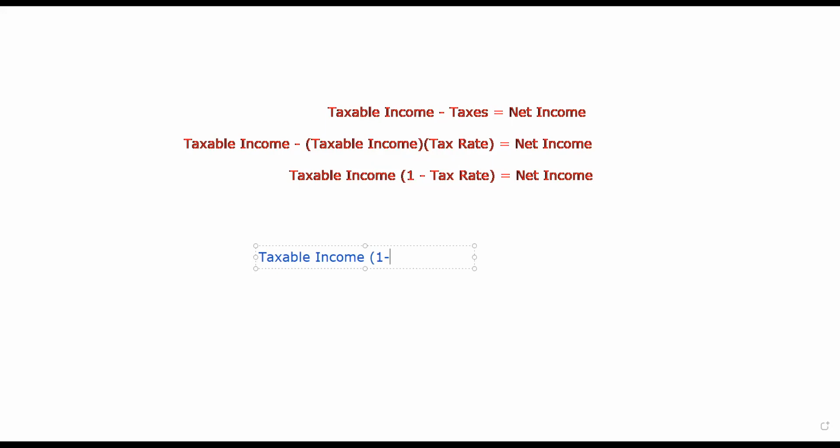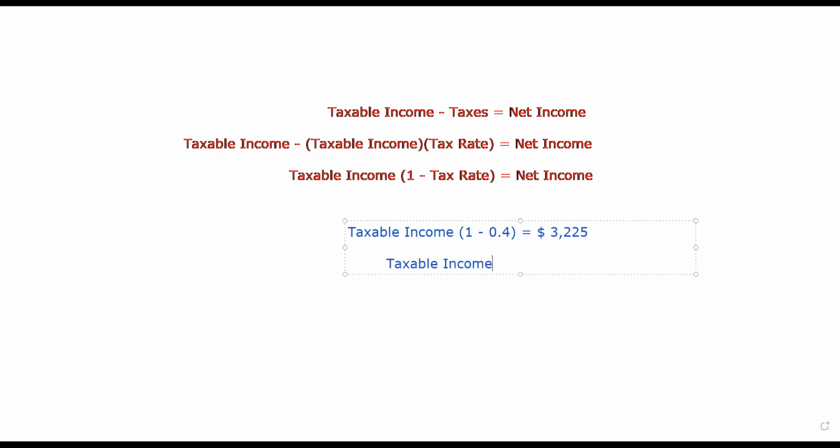But how much is my tax rate? 0.4. How much is my net income? 3,225. Awesome. So do you realize that I can do some calculations here already? Because I can move things around to calculate my taxable income. So I can use 3,225 divided by 1 minus 0.4.